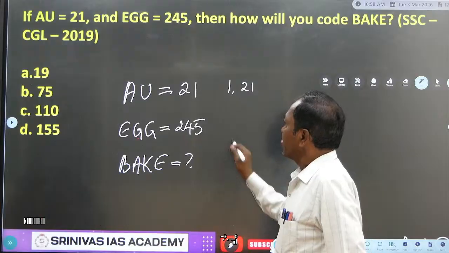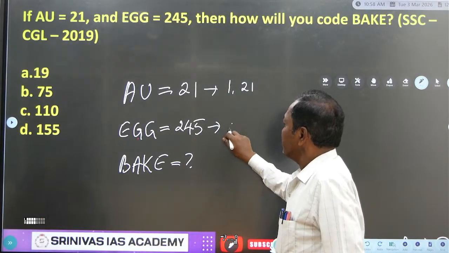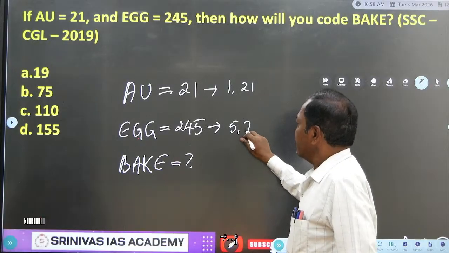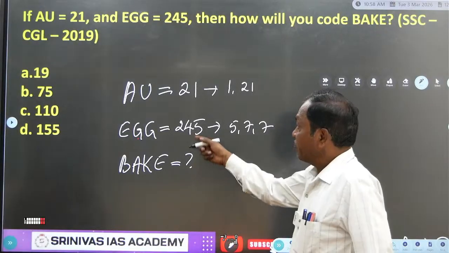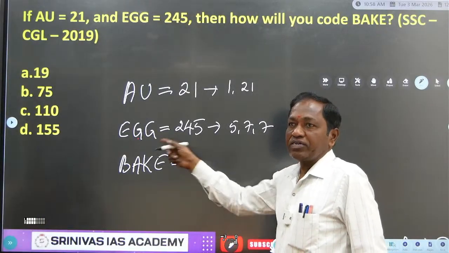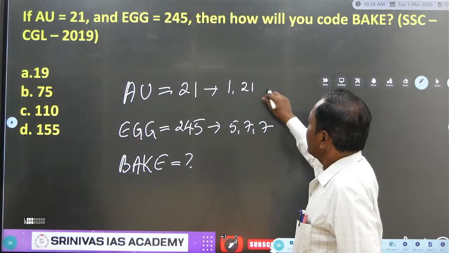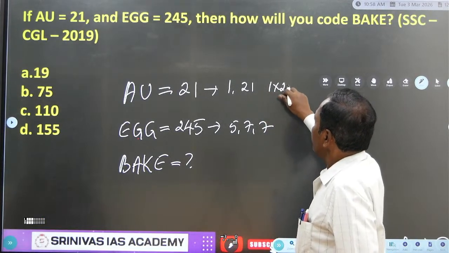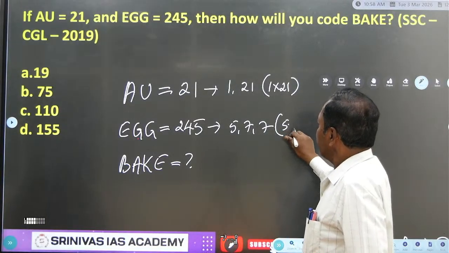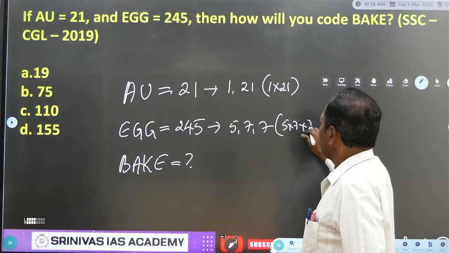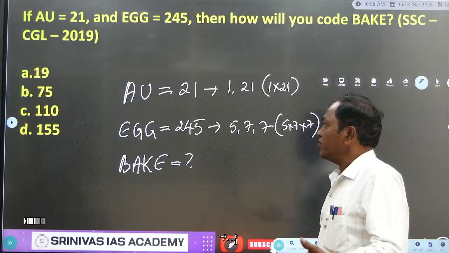We do not know. Let us see that. For the other word, E is the 5th letter, G is the 7th letter. This is also 7. 7, 7, 14, 19. No, it will not work. Very big number. We can see the product of the positions of the letters in the alphabet. Product, it means 1 into 21. And here 5 into 7 into 7.